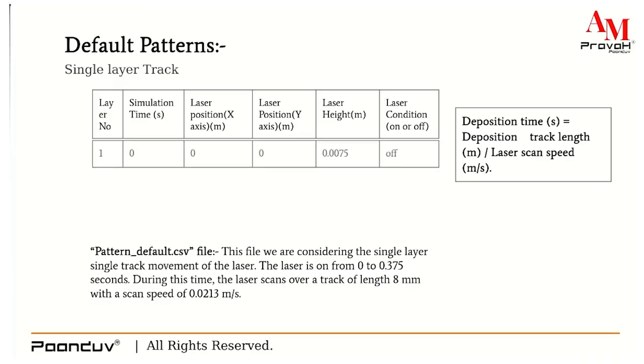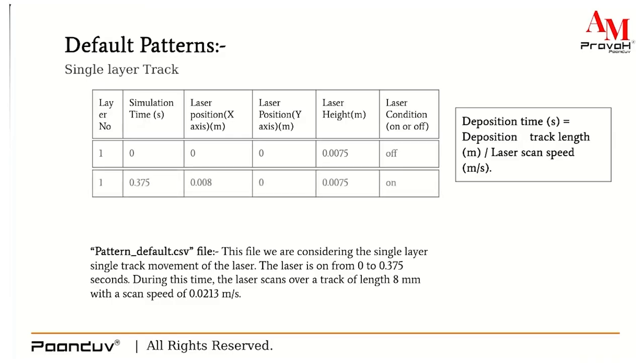Now for the single layer track, the first row goes for layer 1, when we are specifying the initial time as 0 and the laser position as 0 and 0, both x and y-axis, because we are starting from the origin. And here the laser height is 0.0075 meter. And now at this condition, the laser condition is off. That is, the laser has not yet started operating.